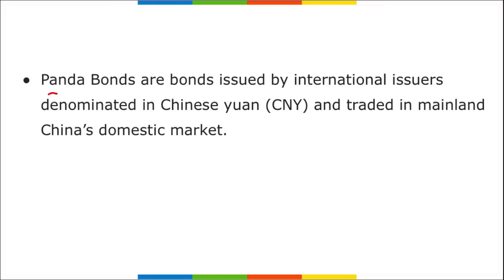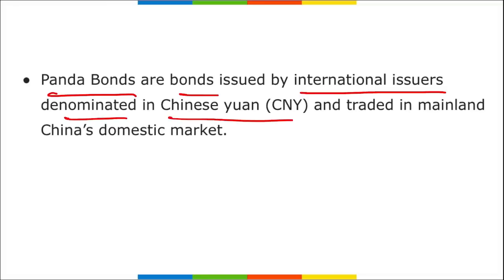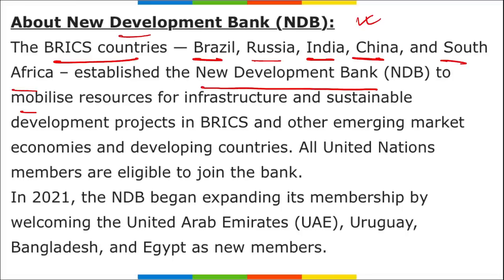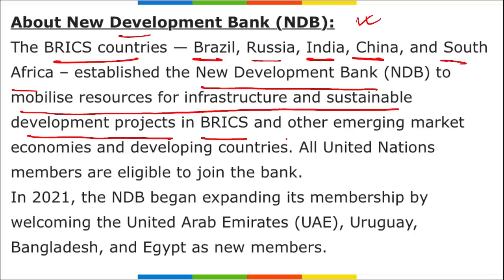Next, as we saw, what are Panda bonds? These are the bonds issued by international issuers denominated in Chinese yuan and traded in the mainland China's domestic markets. Then it was issued by New Development Bank. If we talk about the New Development Bank, remember this New Development Bank is for the BRICS countries basically. BRICS stands for Brazil, Russia, India, China, South Africa. They established the New Development Bank to mobilize resources for infrastructure and sustainable development projects in BRICS and other emerging market economies and developing countries.